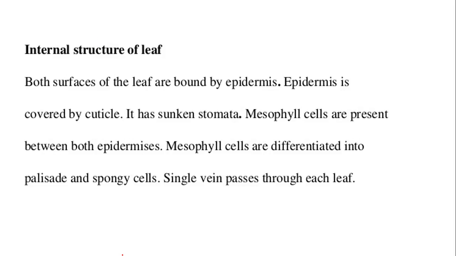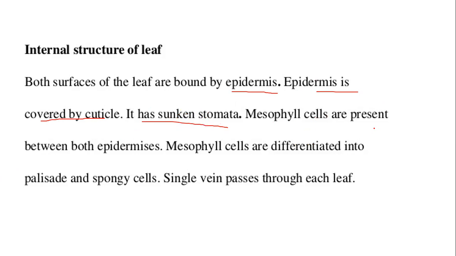Now when we talk about the internal structure of the leaf, both surfaces of the leaf are bound by the epidermis, upper epidermis and lower epidermis. And the epidermis is covered by cuticle. This is again a characteristic feature of the hydrophytes. It is going to have sunken stomata in the epidermal region, basically present in the lower epidermis.